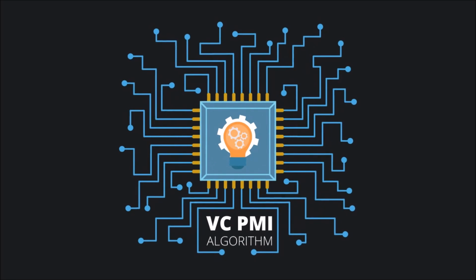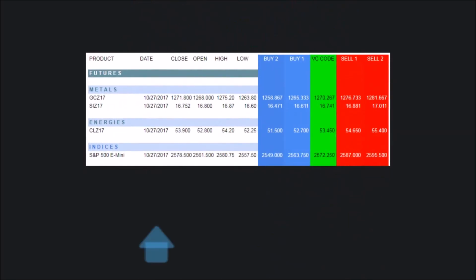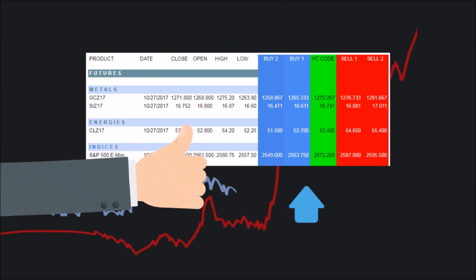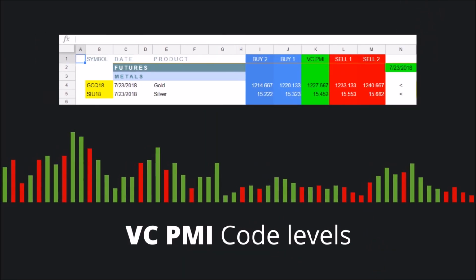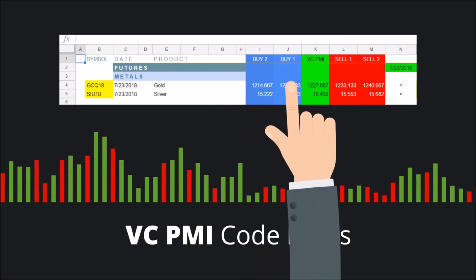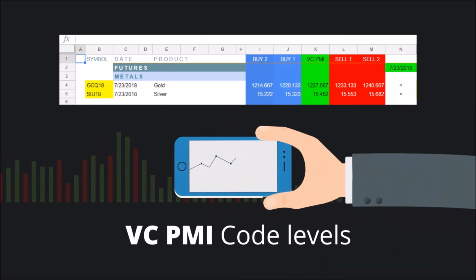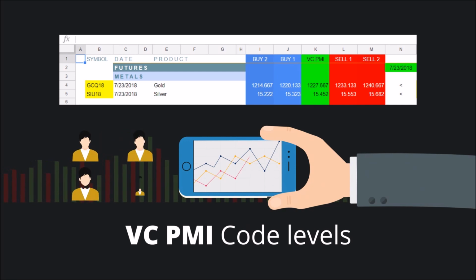The VC PMI code points and levels are support and resistance levels and behave exactly like any historical supply and demand level. Therefore, the VC PMI code levels are useful as an index tool for both day trading and for selecting and exercising entries and exits for longer-term traders.